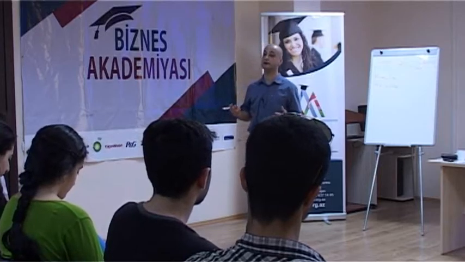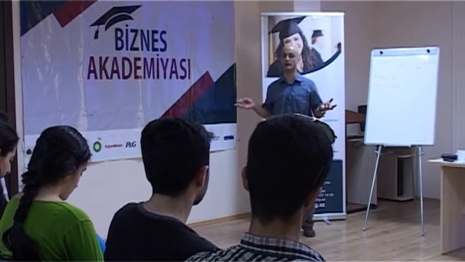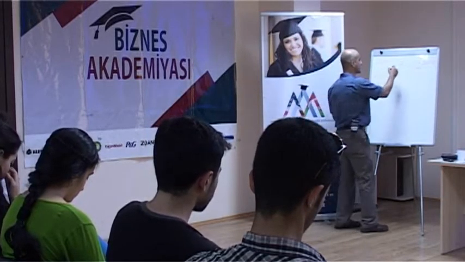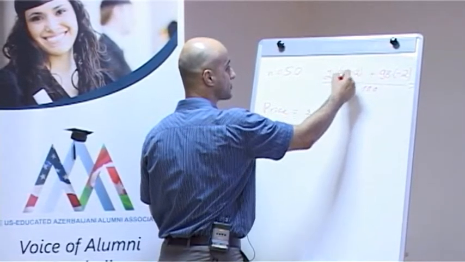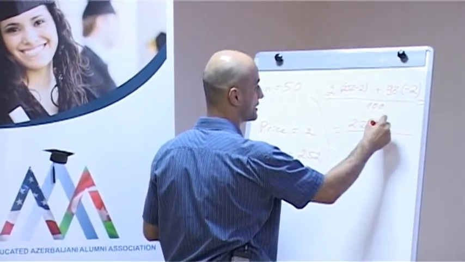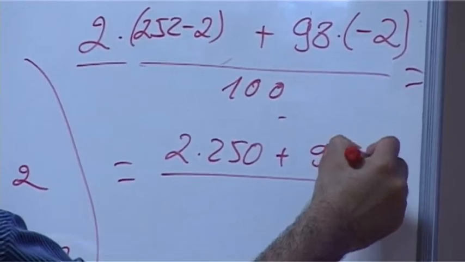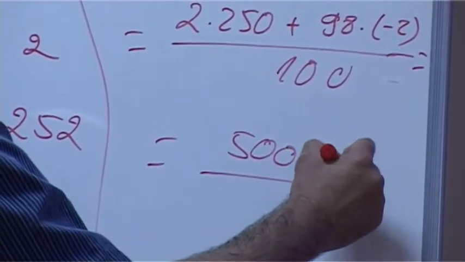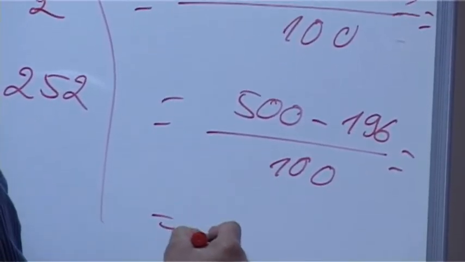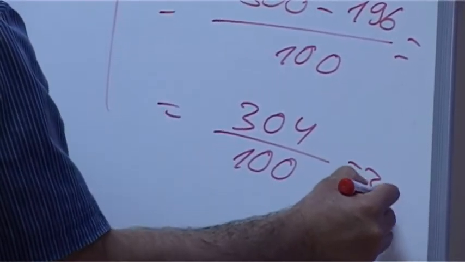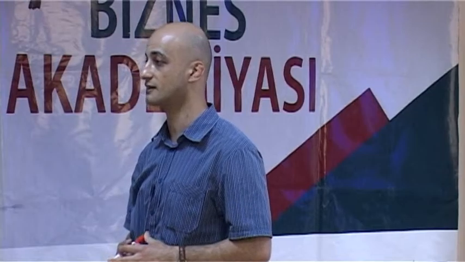Well, to calculate that, if we are so-called risk neutral, if we do not care about the risk that much, or we're indifferent over the risk, then we should play. Why? Because our gain then would be 252 minus 2, which is 250. Then the average would be 2 times 250 plus 98 times negative 2, over 100. That would be 500 minus 196 over 100, which is 304 out of 100. So your expected gain is going to be? 3 manats and 4 gepiks.